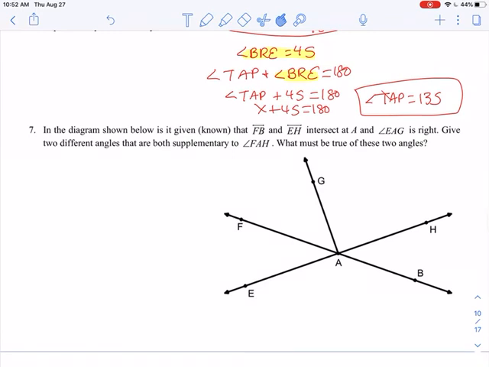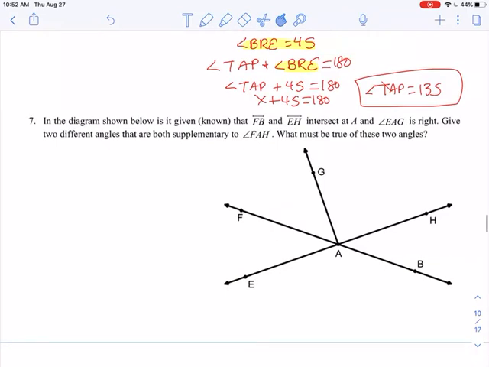And then this last one here. In the diagram below, it is known that FB and EH intersect at A. Angle EAG is a right angle. So EAG, this angle right here, EAG is a right angle. So that means that this angle is 90 degrees. So this is my symbol to show that it's 90. That means it's 90 on this side also.